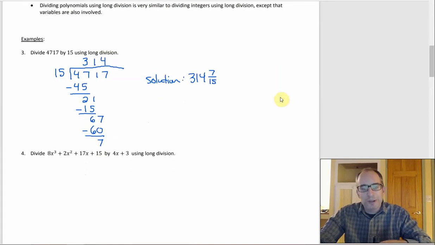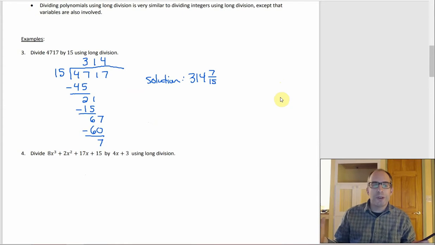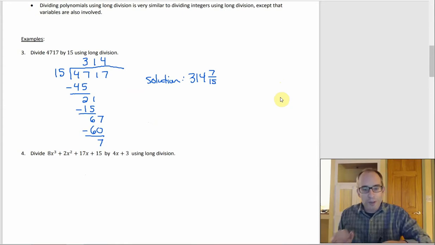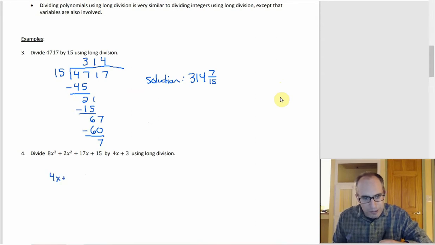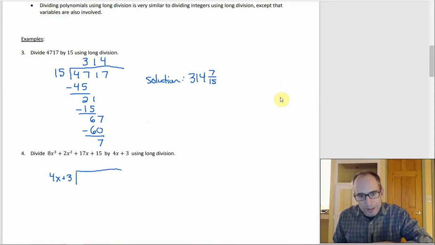All right, so now let's see what this looks like if we were going to do it with polynomials. It's similar, except that you also have to worry about multiplying through with the variables too. So let's see, we're going to divide this long thing by 4x plus 3. Even the way that it's arranged looks kind of similar, right? You got your divisor out here on the left. You got the division sign where you're going to put your dividend underneath. So 8x cubed plus 2x squared plus 17x plus 15.